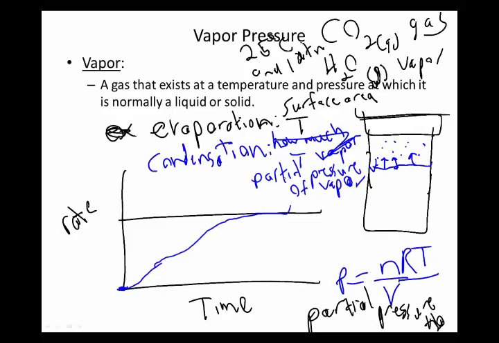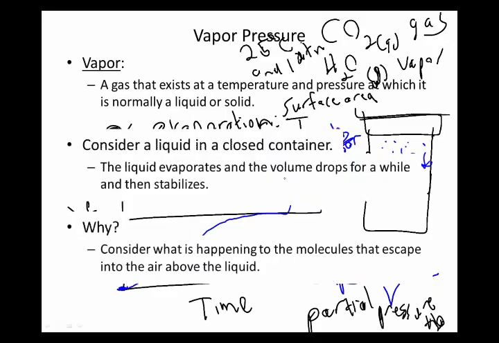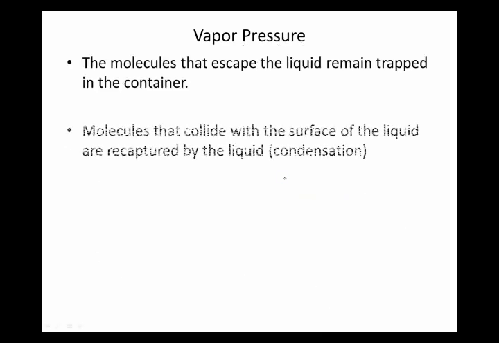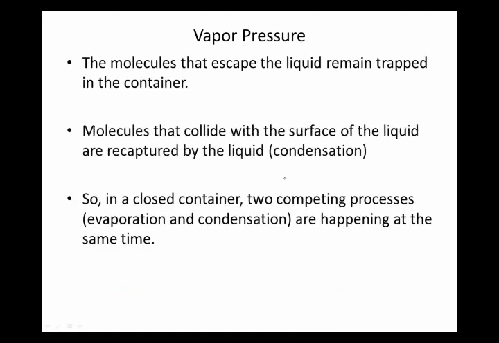So this is why you get an initial loss of the liquid, and then it stabilizes because no more net liquid is evaporating. It is important to know that at this point you have water evaporating and coming back onto the surface of the water at the same rate. This is a process called equilibrium. So the molecules that escape remain trapped in the container. Molecules collide with the surface and are recaptured, so the two competing processes are happening at the same time.